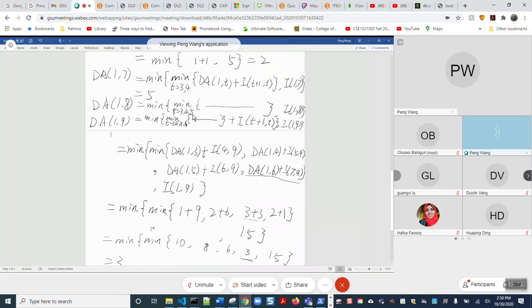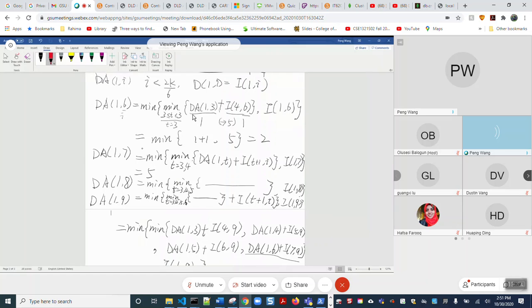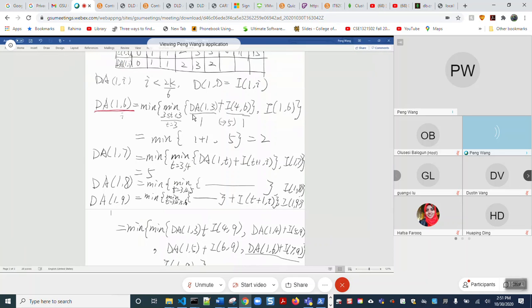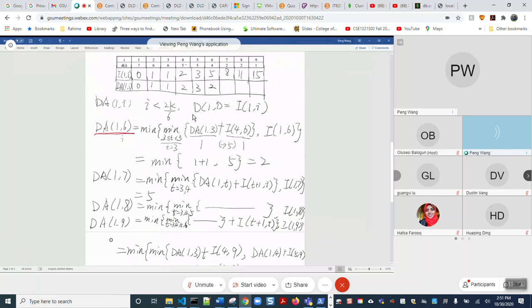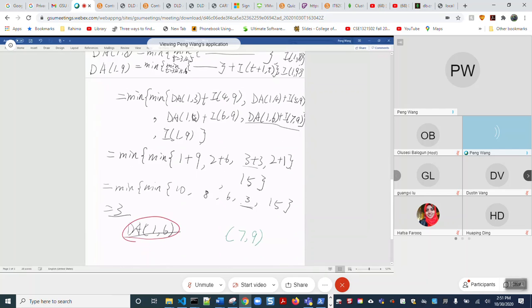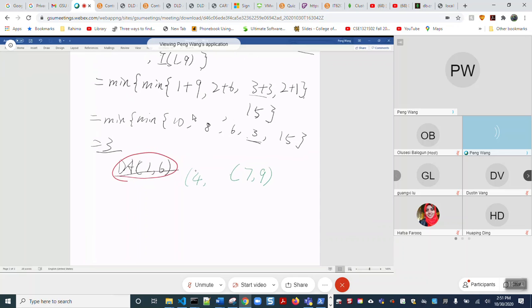Let's go back to here. Let's see this one, DA16, where it's used here. To get this DA16 is 2. So it's from this 1 plus 1. Where's this 1 plus 1? So it's DA16 and I46. So now we get another group. It's from 4 to 6.